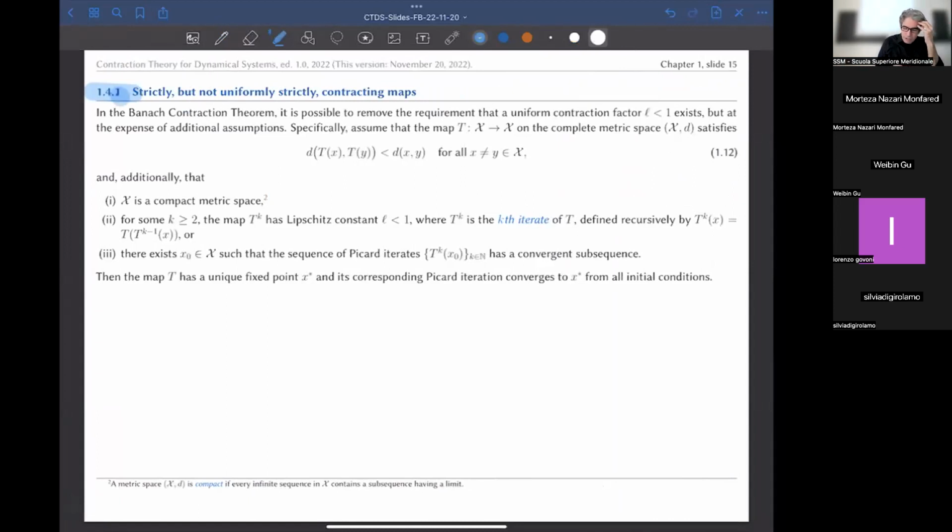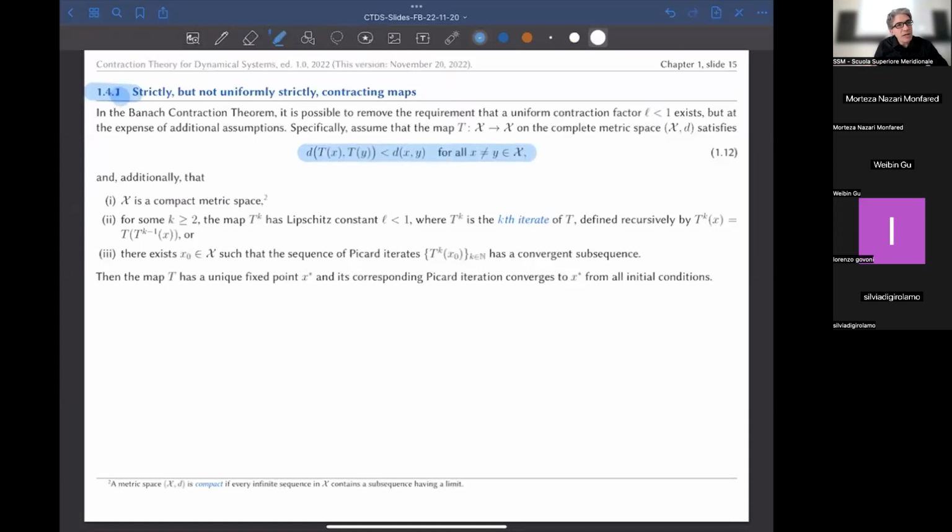The first one is, what if there does not exist an L less than 1? It's like contracting: for any x and y, it's less than 1. But maybe if I were to take the sup, I would get 1. So maybe when I go to infinity or something like that, I don't get a strict decrease. Can I still infer that the Picard iteration converges? Under what conditions? If I don't have strict uniform contraction, what are other sufficient conditions?